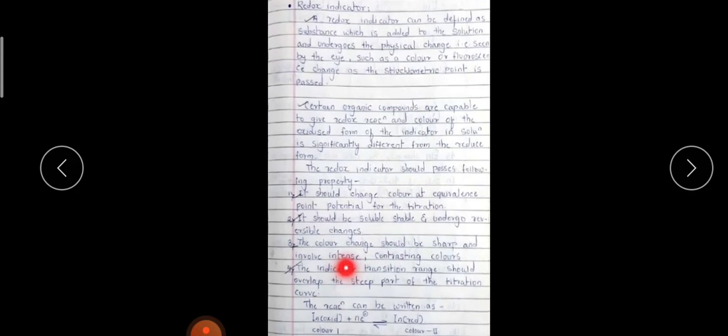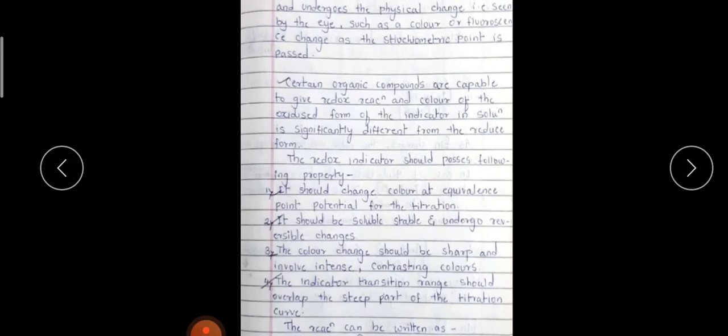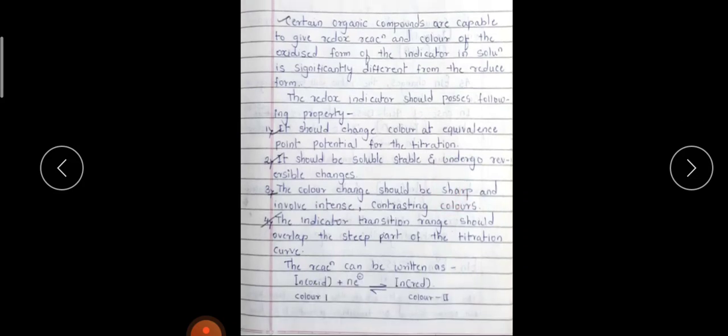Which part have we seen? We have seen the theory of indicators. What are the criteria, what are the properties of the indicator? They should give a sharp color change at the equivalence point, and they should be soluble, stable, and undergo a reversible change. The color change should be sharp and involve intense and contrasting colors. The transition range should overlap the steep part of the titration curve.